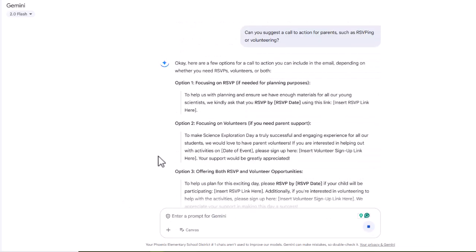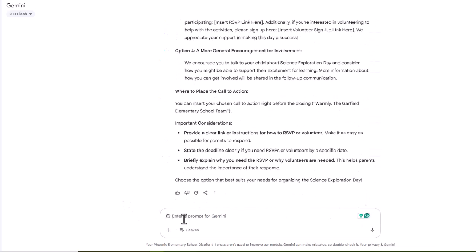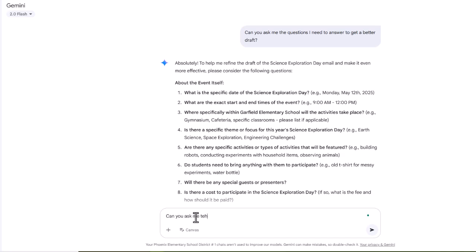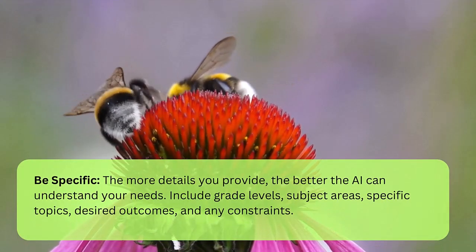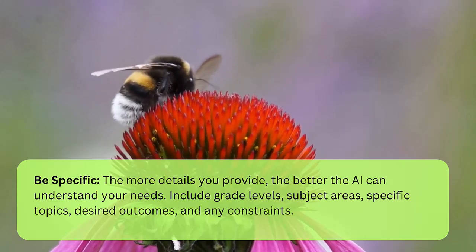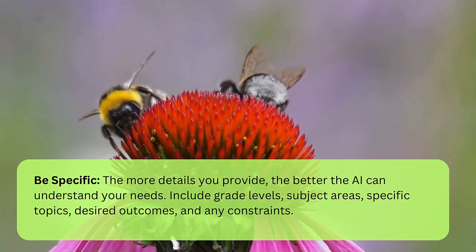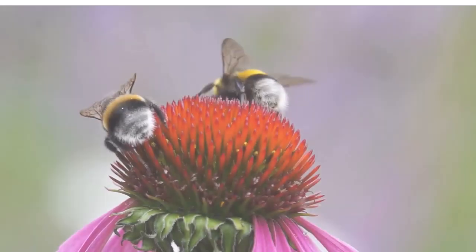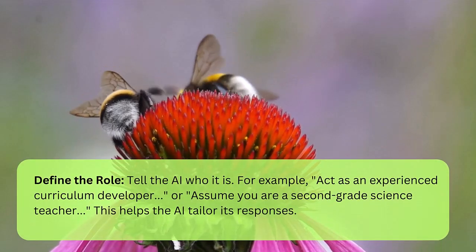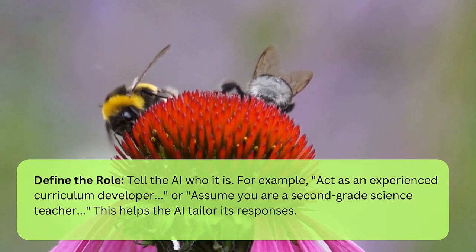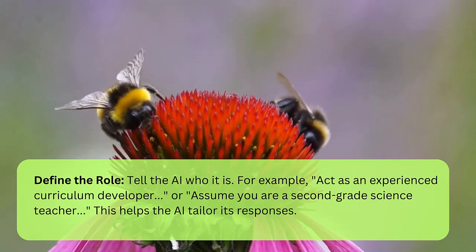By breaking down the email creation process, people can ensure that all essential information is included and the tone is just right. Now, beyond chunking, here are some more tips on enhancing our AI prompting. Be specific. The more details you provide, the better the AI can understand your needs. Include grade levels, subject areas, specific topics, desired outcomes, and any constraints. Define your role. We learned this in our first video for persona prompting. You want to make sure you tell AI who it is, or maybe who you are.